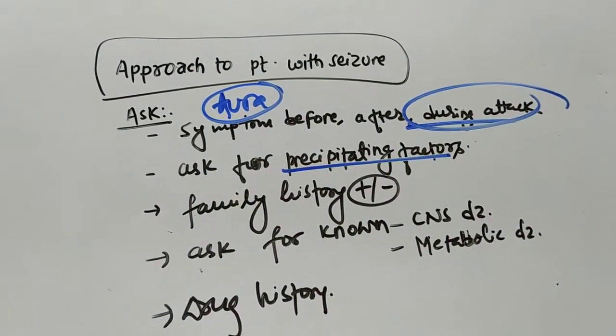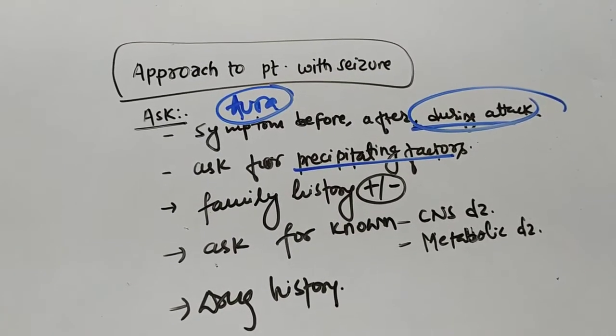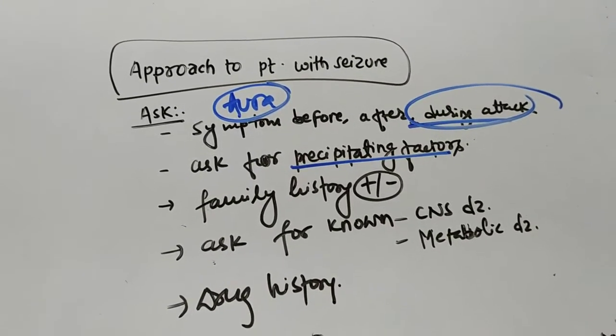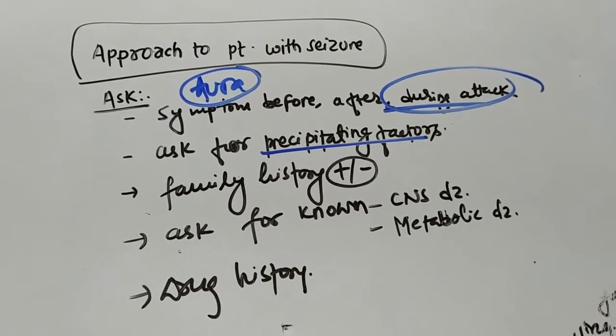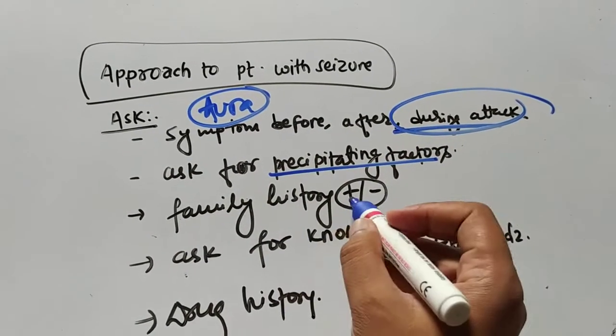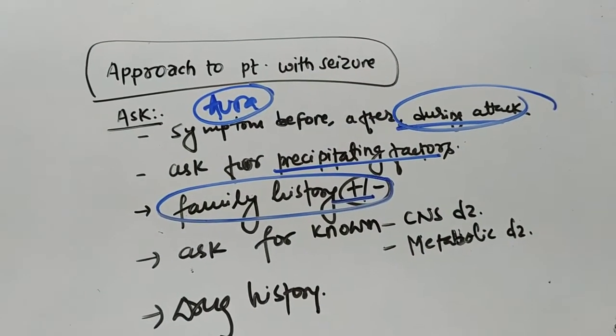sleep deprivation, emotional trauma, drug withdrawal, music, light, or fever. So these are the precipitating factors. So ask whether these are present or not. Also ask if there is any family history, that is, if there is a seizure history in any of the family members or not.